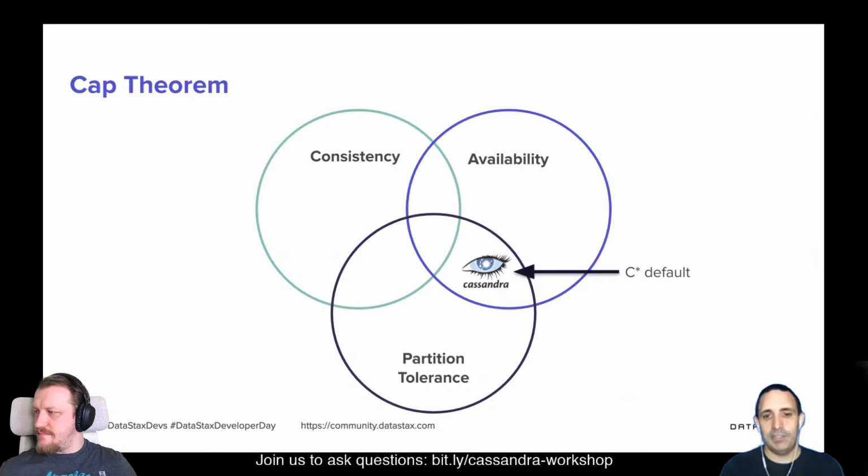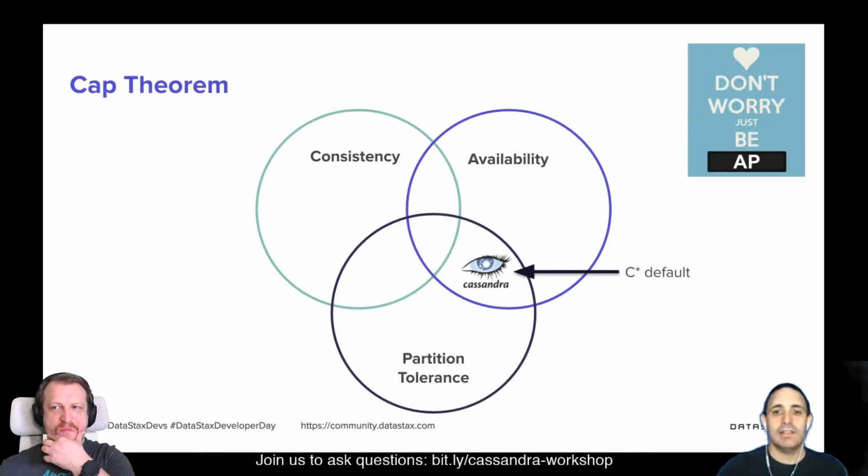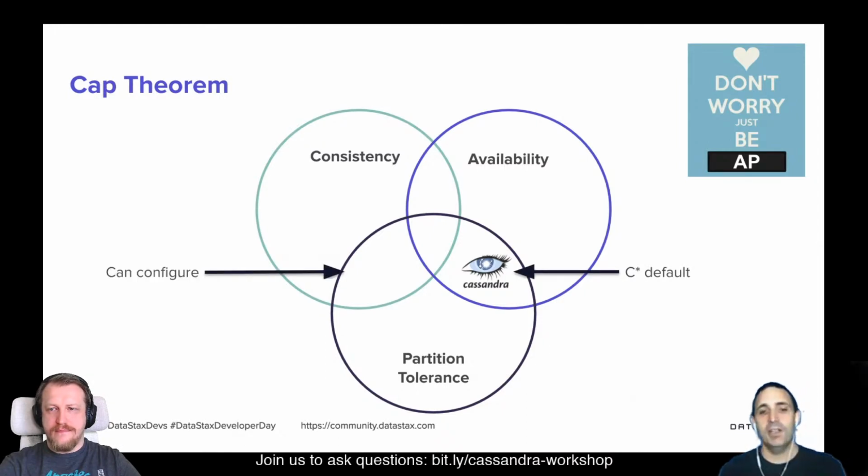availability and partition tolerance. But we will see in a minute that you can set up your request to go from this comfortable zone, AP, to more consistency. But there is a trade-off for that, and we will see that in a minute. So for now, don't worry, just be AP.